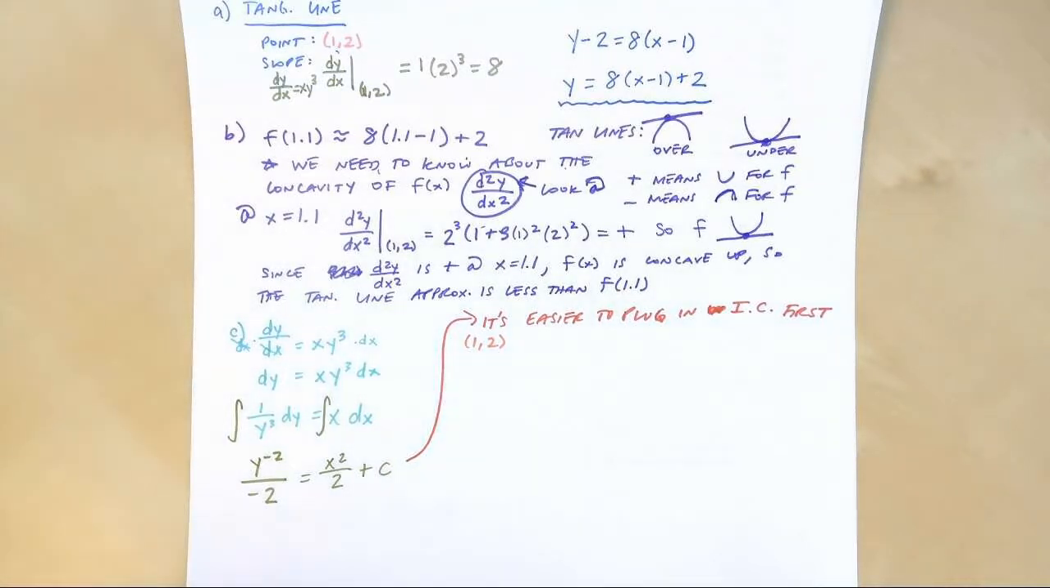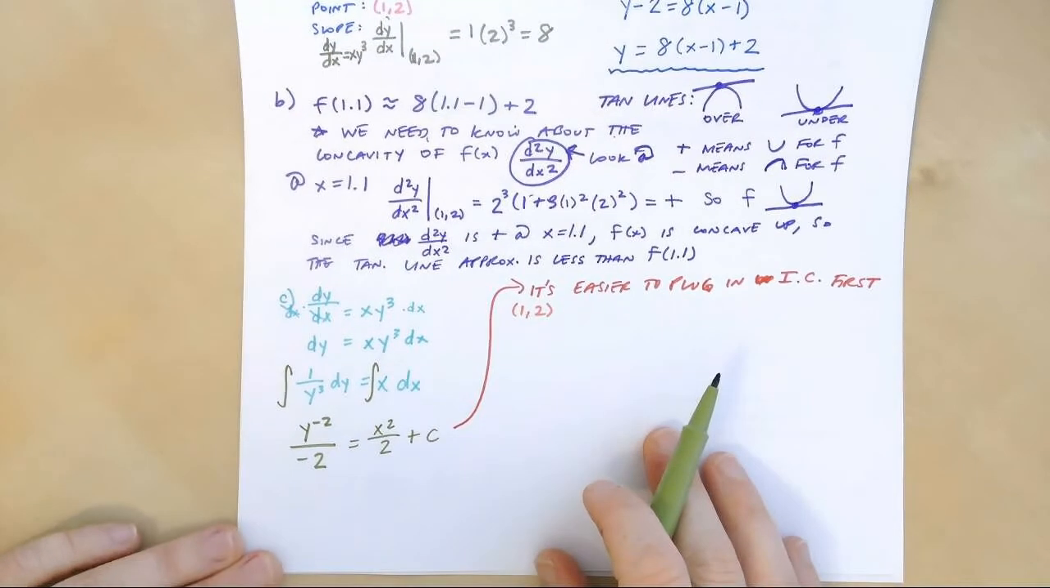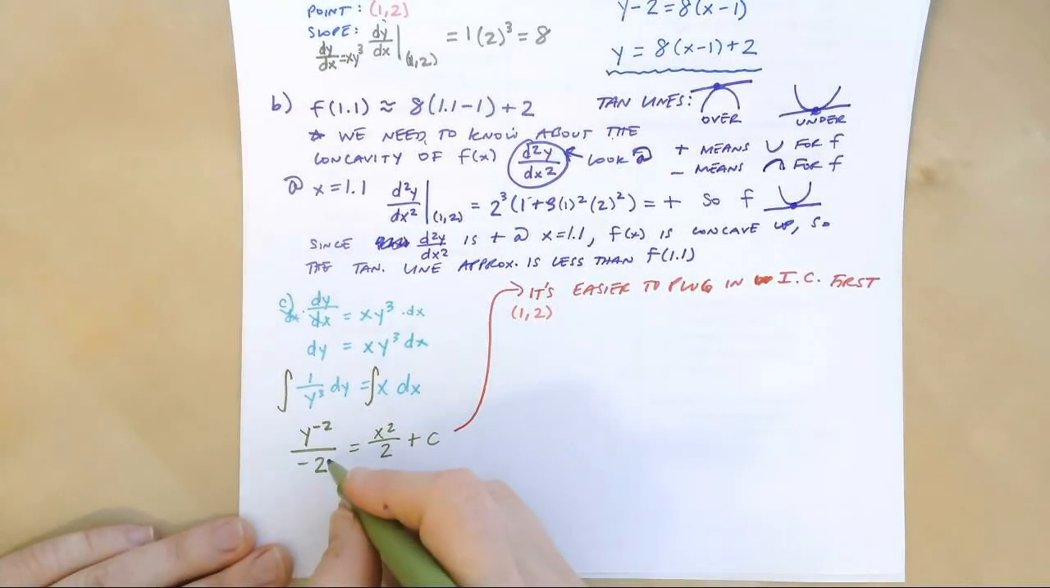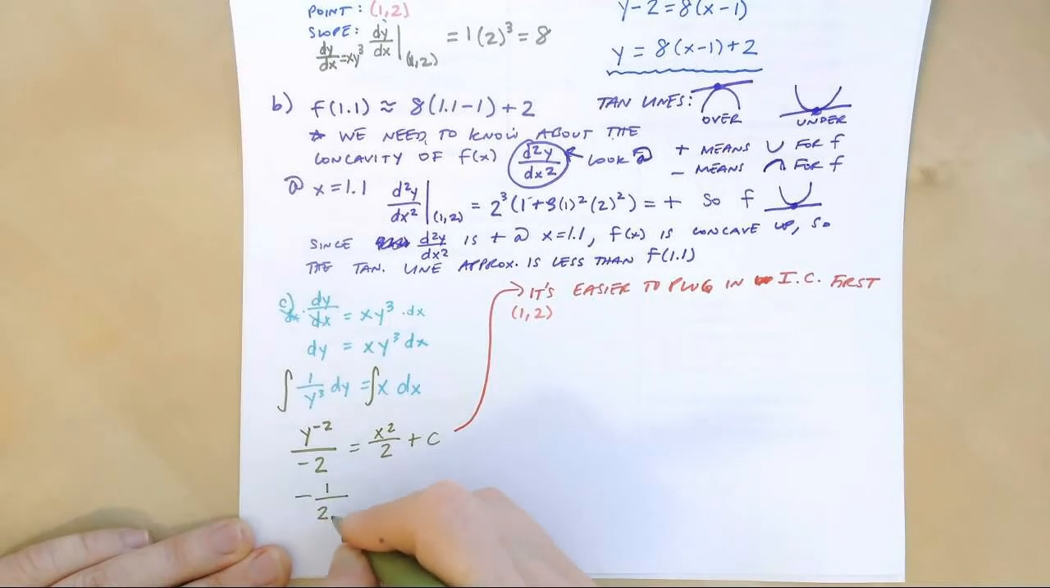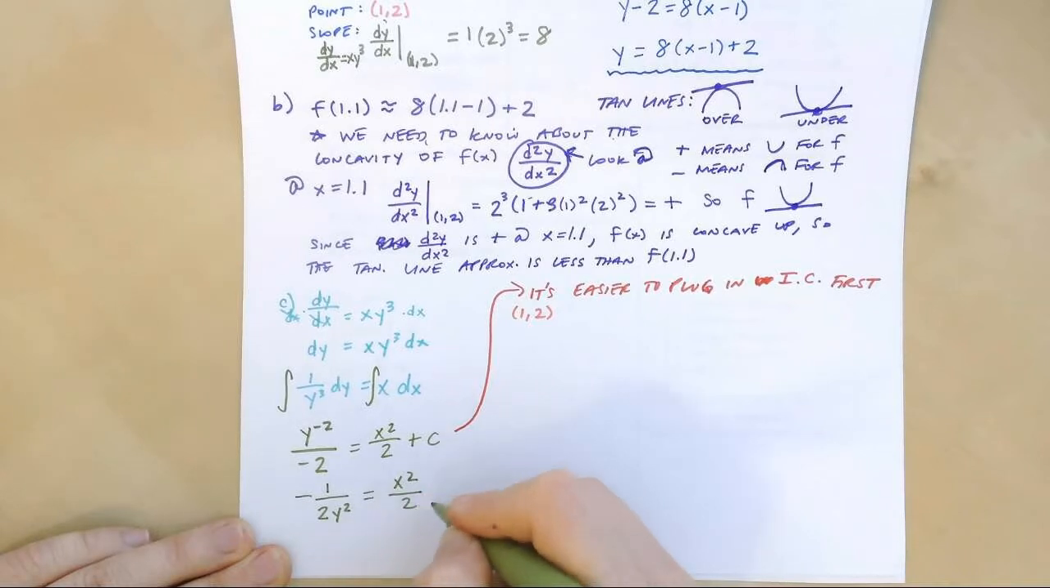So actually, you know what, y'all? I know this is very annoying. I'm going to go back and just write this to where it's mathematically nice. So this is the same as negative 1 over 2y squared. True? I'm not doing anything fancy. Equals x squared over 2 plus c.